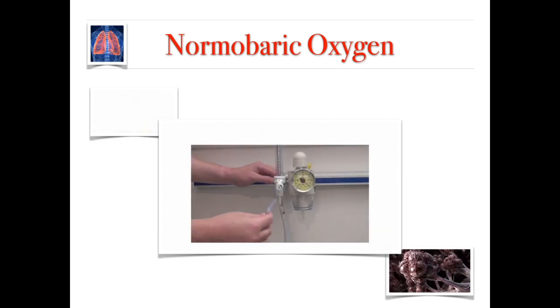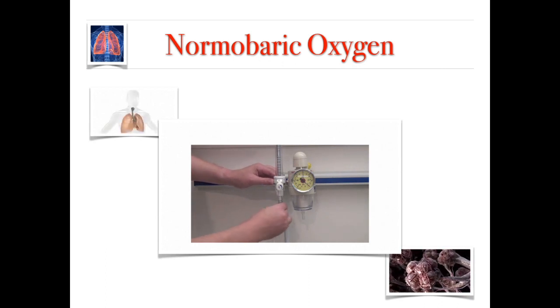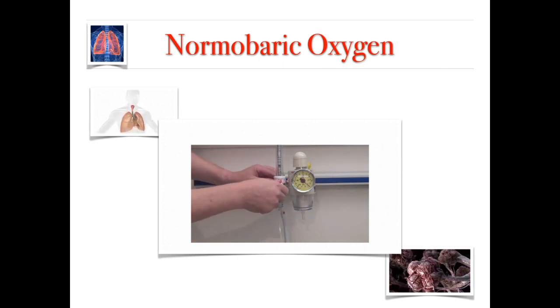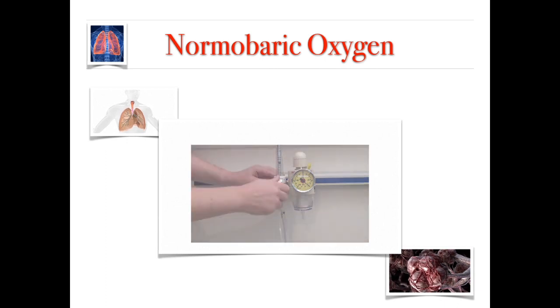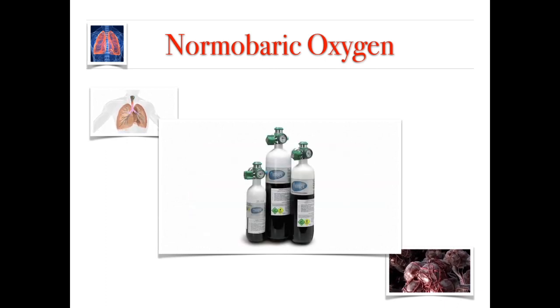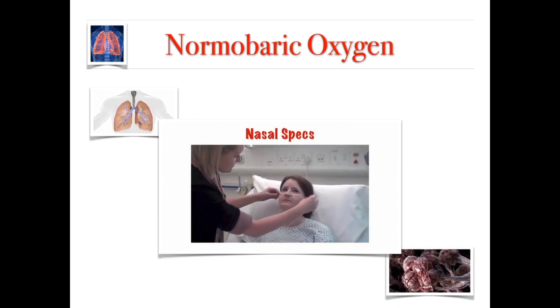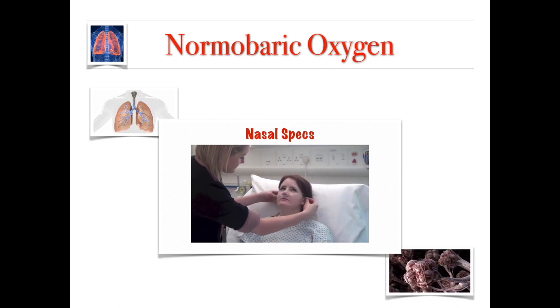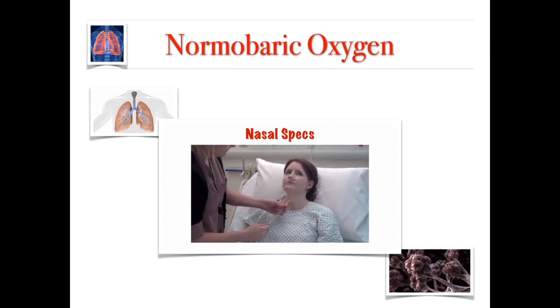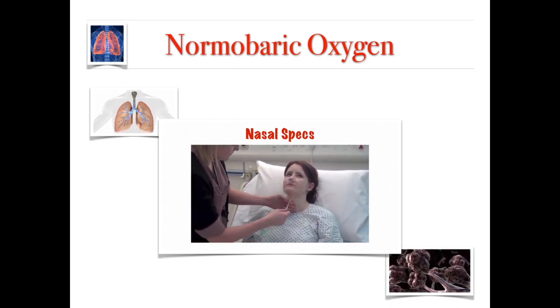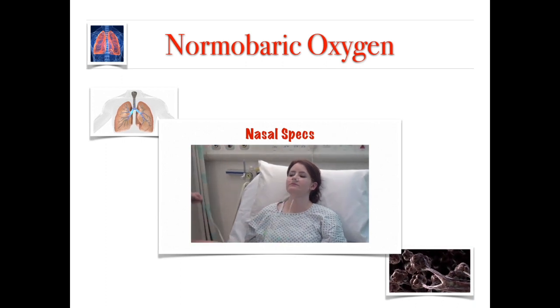Oxygen flow rates, not percentages, are controlled via the oxygen port attached to either an oxygen cylinder or piped oxygen through the walls. In the UK hospital, oxygen cylinders are usually black with a white top. Nasal specs are a nice way of delivering small supplementary amounts of oxygen to our patients. They have the advantage of being more comfortable and more convenient than a mask and allow the patient to eat and drink while still getting extra oxygen.